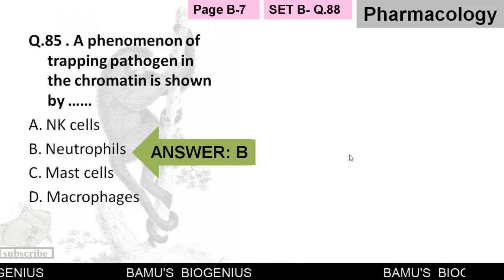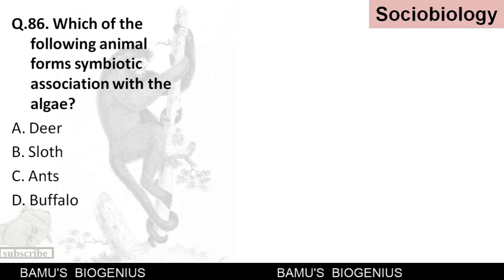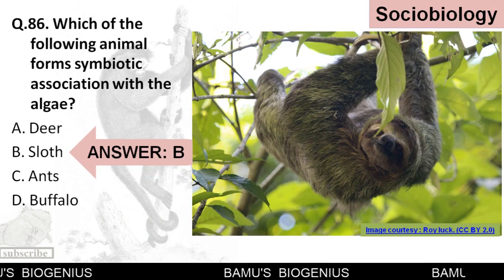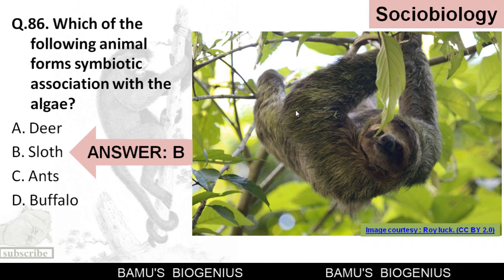Then we will go to the question number 86. Which of the following animal forms symbiotic association with the algae? Deer, sloth, ants, or buffalo? The answer is B, sloth. So you can see here, this is a kind of camouflage. It bears algae on its ears, and because of that it becomes green in color.